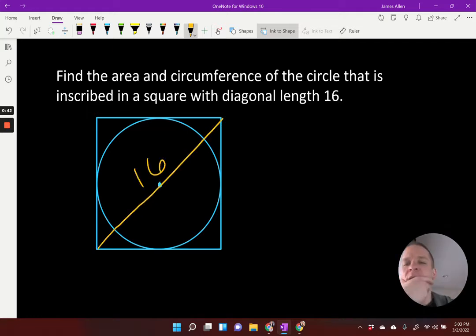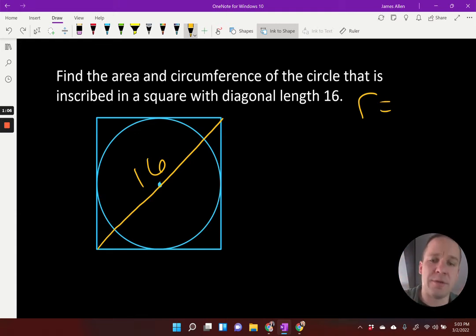Okay. I want to find the area and the circumference. If I want to find the area and circumference, I need my radius. What is my radius going to be? That's my goal here. Now you might be like, well, what about half of 16? Well, half of 16 is 8, but that would be this whole stretch right here. That goes outside the circle. So it's not that.